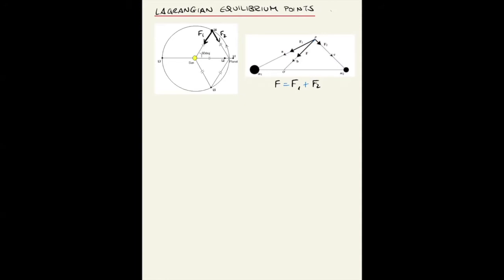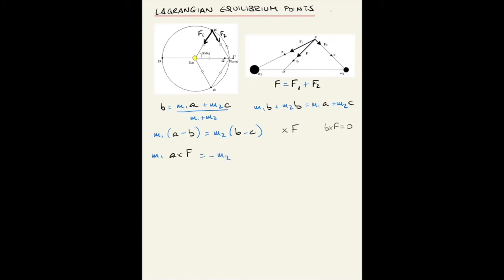Now, knowing the masses, the position of the center of mass is given by m1 times A plus m2 times C over m1 plus m2. Now we can multiply both sides by m1 plus m2. And if you put all of the terms containing m1 on the left-hand side and all the terms containing m2 on the right-hand side, I have this relationship between the masses and the position vectors. Now if you take the vector product of this expression with the force F, because F and B are in the same direction, the vector product of B and F is 0. So this expression becomes m1 A cross F is equal to minus m2 C cross F.